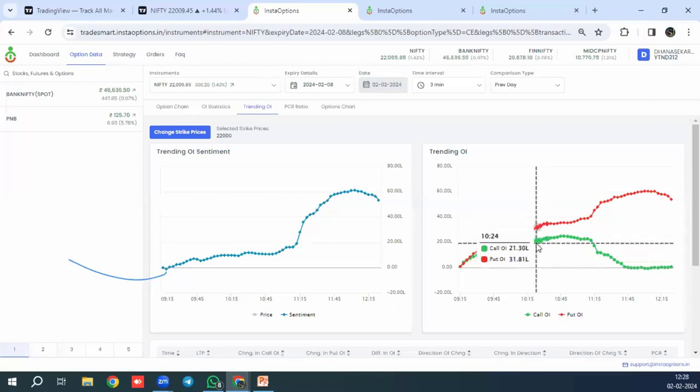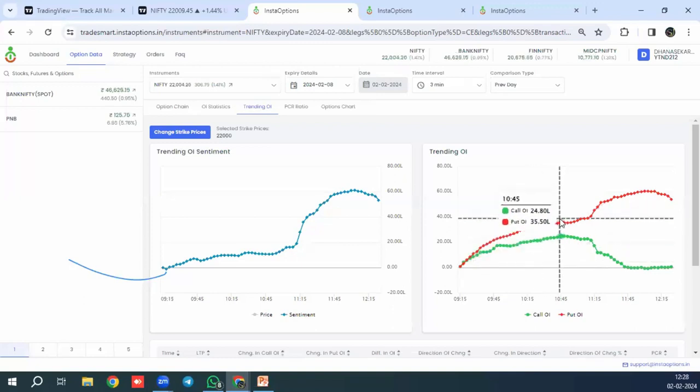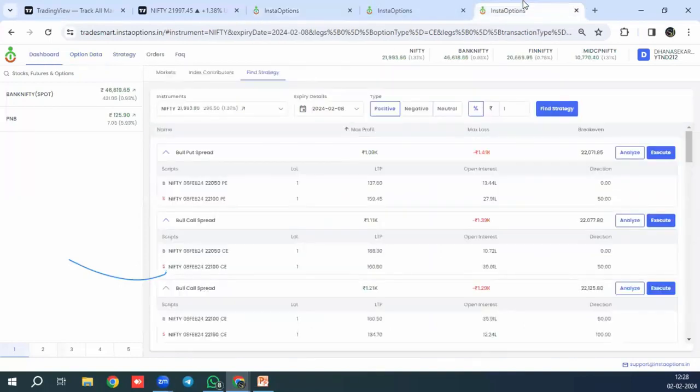And when there is a crossover between these two, and if it is a bullish crossover, I'll go for put sell, or if it is a bearish crossover, I'll go for call sell, or else we can go for spreads like bull call spread, bear call spread, or bull put spread, or bear put spread. Okay. See, we can find those strategies here. So if you are bullish, then you can just come here, you can give it positive and then exit. Okay. And then execute the trade.